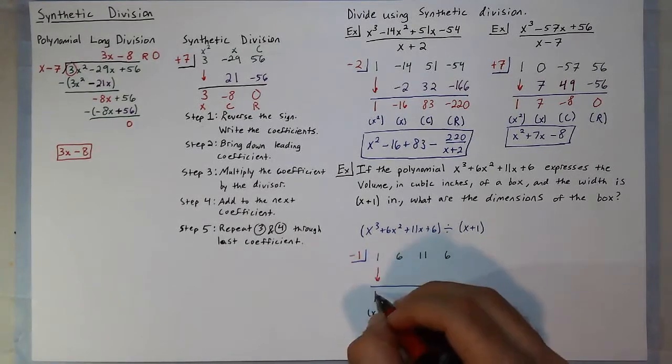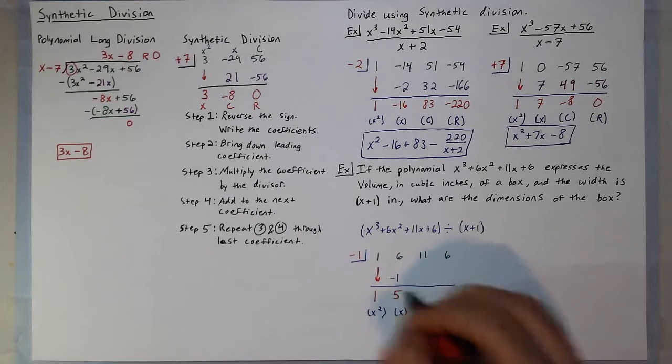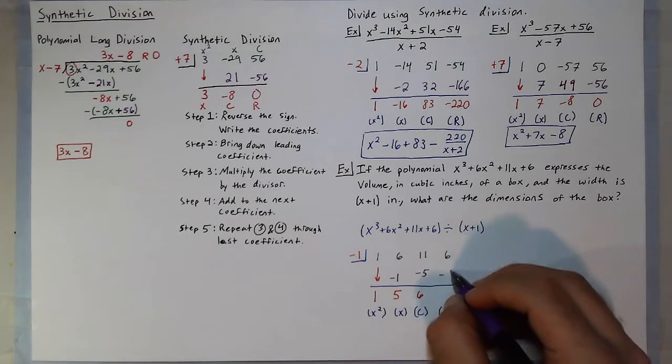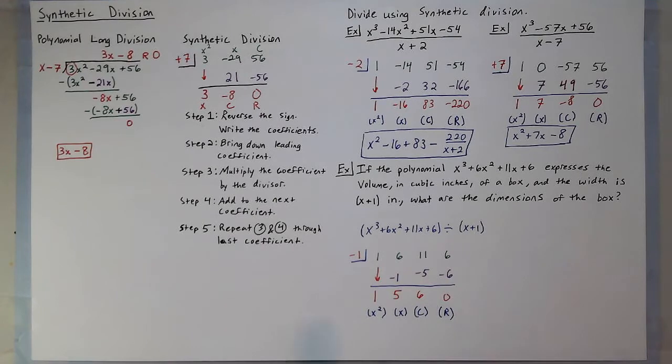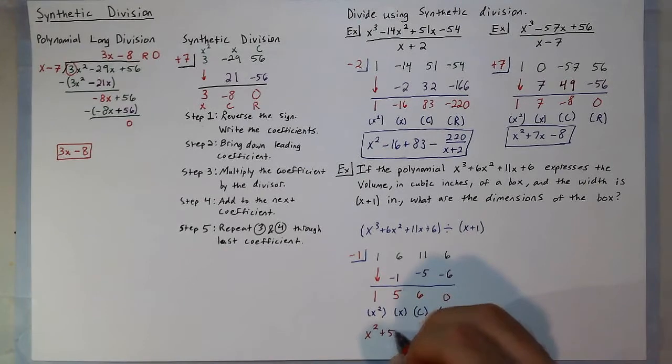Then negative 1 times 1 is negative 1. Then 6 plus negative 1 is 5. Then negative 1 times 5 is negative 5. 11 plus negative 5 is 6. And then negative 1 times 6 is negative 6. And then 6 plus negative 6 is 0. So what I get is x squared plus 5x plus 6 when I divide these two.